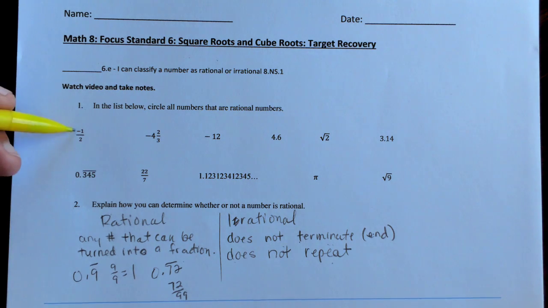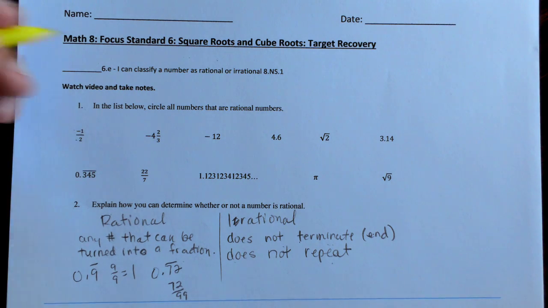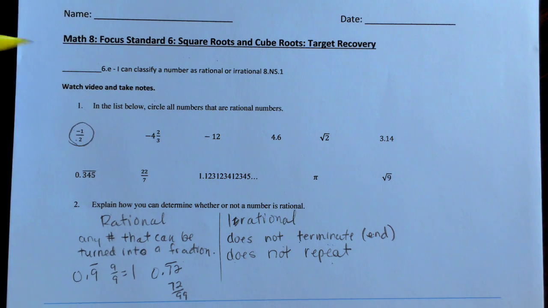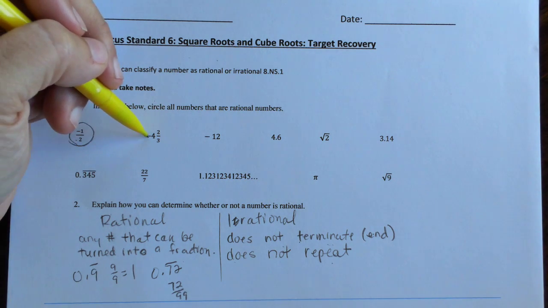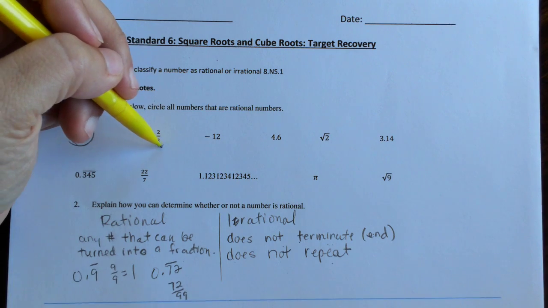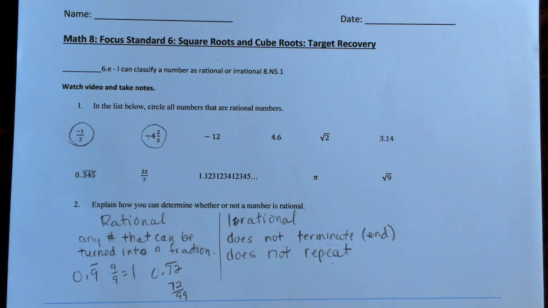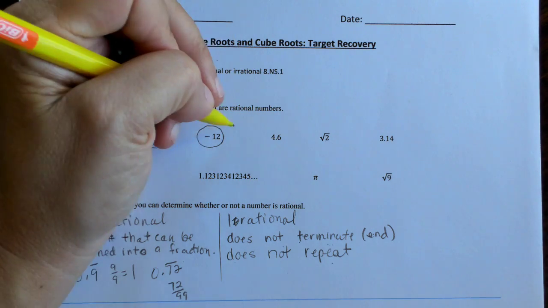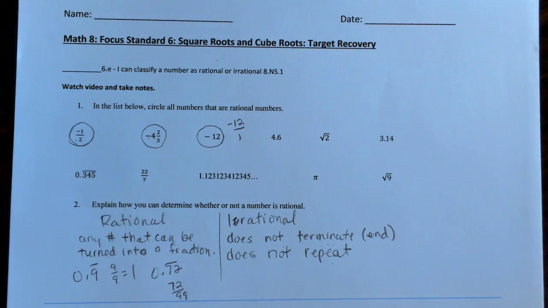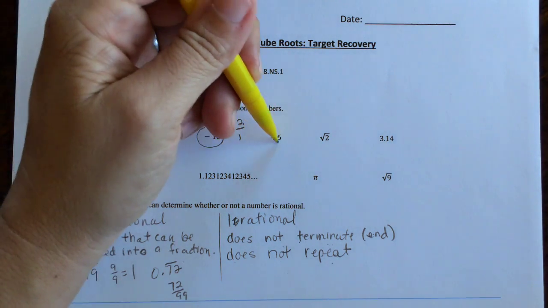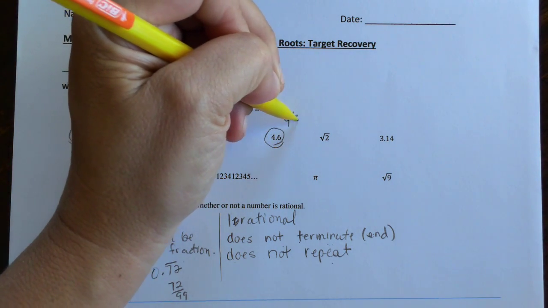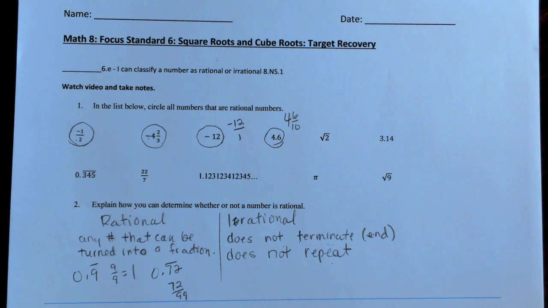The number -1/2 is a fraction, so if I'm circling all the rational numbers, it's rational. The mixed number is a rational number because it can be turned into a fraction. -12 can be turned into a fraction because -12 is the same thing as -12 over 1. 4.6 is rational because 4.6 can be represented as 4 and 6/10, and that's rational.